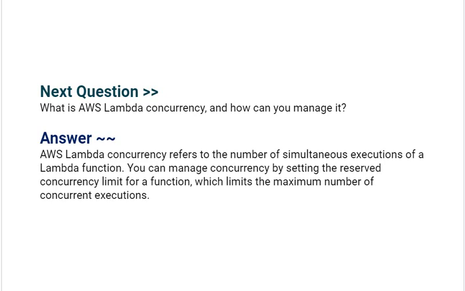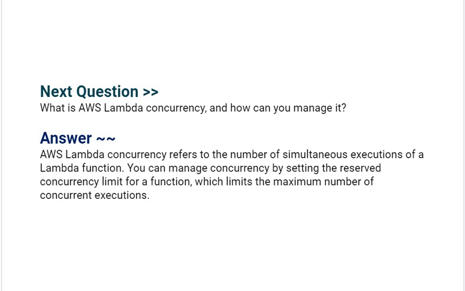Our next interview question is: what is AWS Lambda concurrency and how can you manage it? Your answer should be AWS Lambda concurrency refers to the number of simultaneous executions of a Lambda function. You can manage concurrency by setting the reserved concurrency limit for a function, which limits the maximum number of concurrent executions.